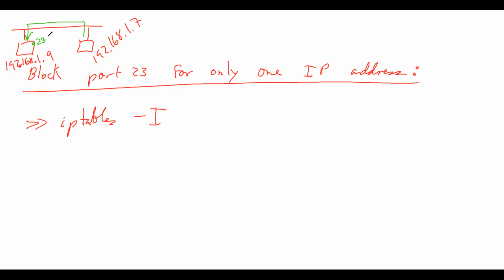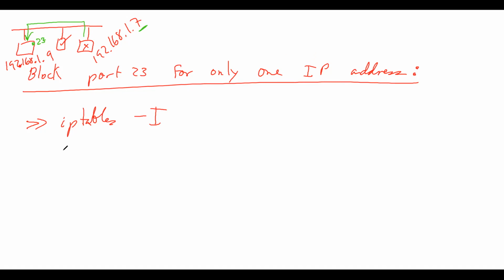Okay, then what's the goal? Block port 23 for only one IP. So in this case, we want to block this one, 7, right? So maybe if you have another computer, you have another one in the network. This one should connect, but this one should not. You need to block that one. So this one needs to telnet, this one cannot telnet. So it's got to be by IP, right? So we've got to figure out how to write our rule.